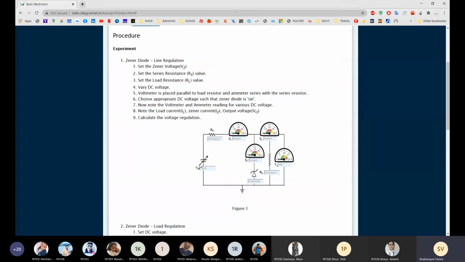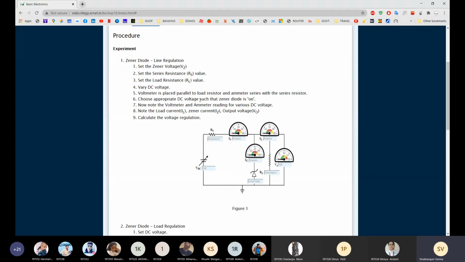Then vary the DC voltage. Now you are going to change the input voltage, and we are going to see the effect on IL. The voltmeter is placed parallel to the resistor and the ammeter in series with the series resistor. We have seen the voltmeter should always be parallel. So here you can see this voltmeter is connected parallel to the resistance, and this current meter is connected in series. This will give you your output voltage, and this will give you your output current, that is IL.